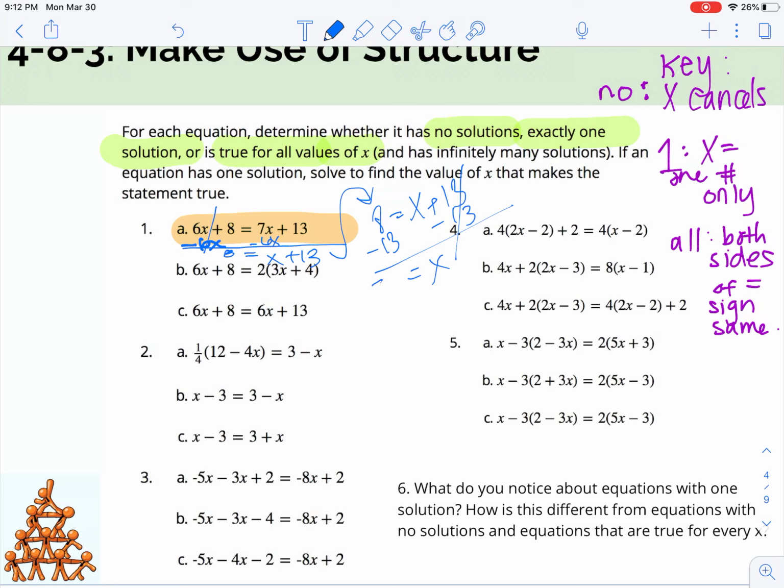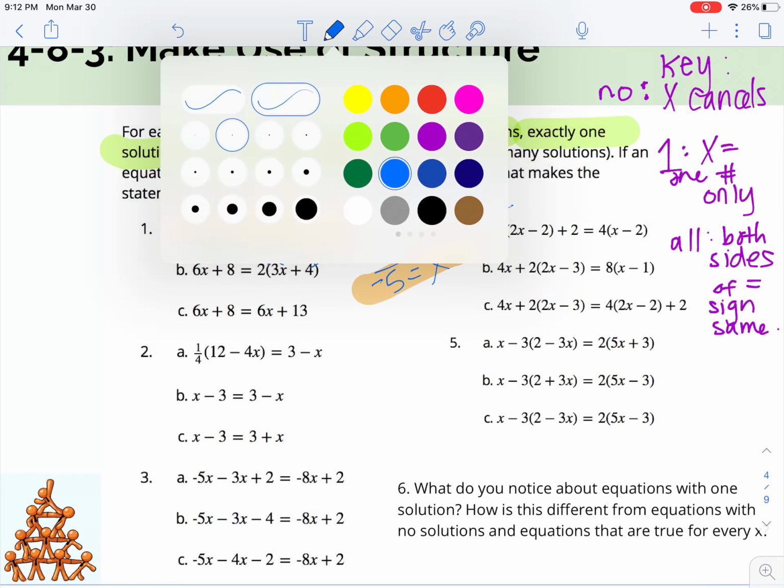Negative 5. Okay, so I have x equals one number. The category that would fall into would be either no, one, or all. And it's going to be one solution, right? There isn't an infinite number. There's just literally one number that answers it.